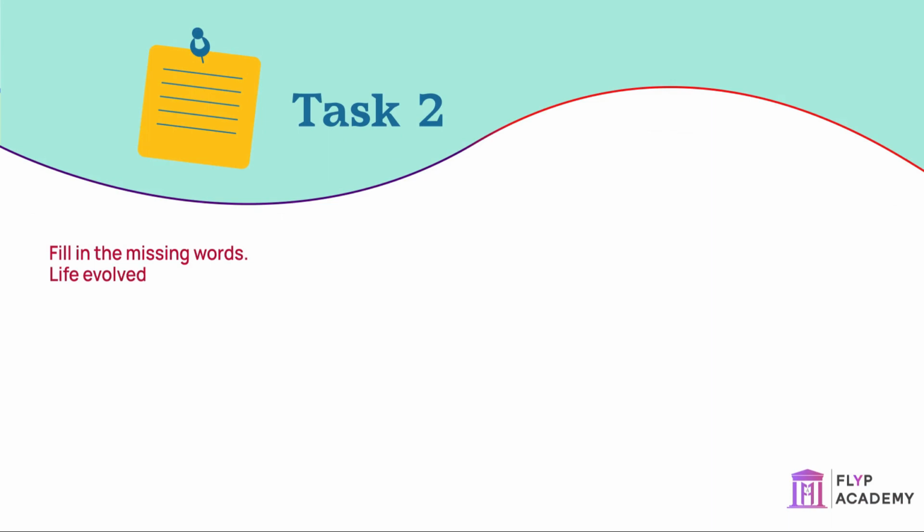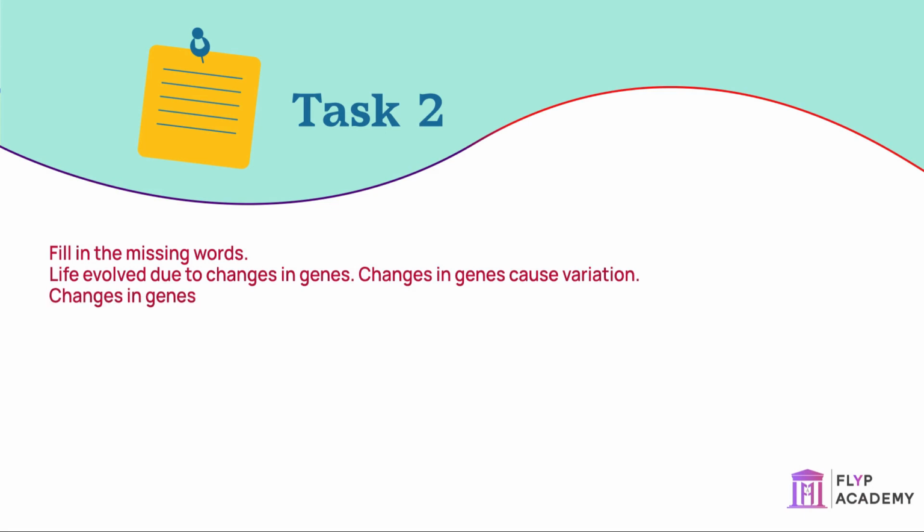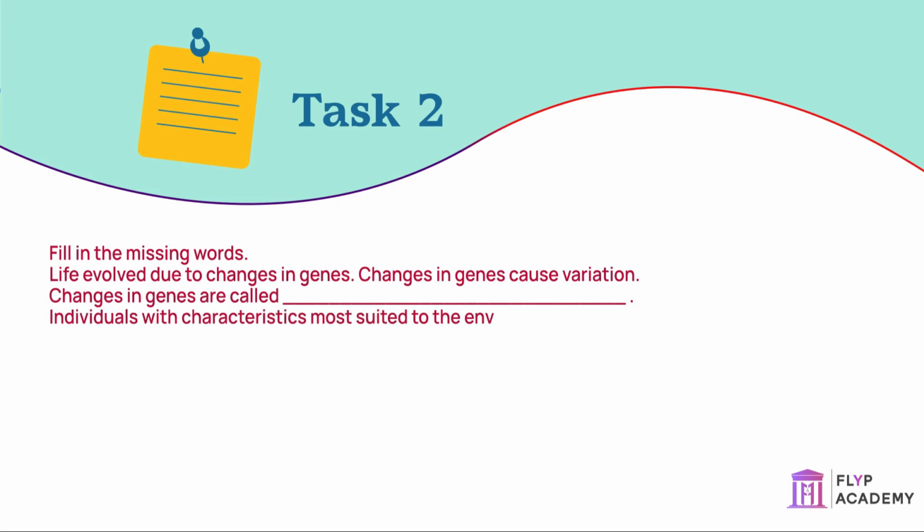Here are the answers. Life evolved due to changes in genes. Changes in genes causes variation. Changes in genes are called mutations. Individuals with characteristics most suited to the environment are more likely to survive and reproduce. This means that those organisms are more likely to pass on their characteristics to their offspring, resulting in a change in the population's characteristics.